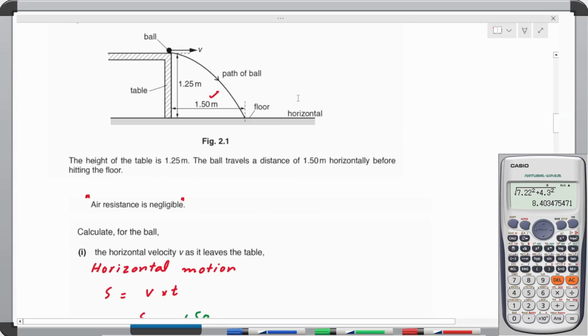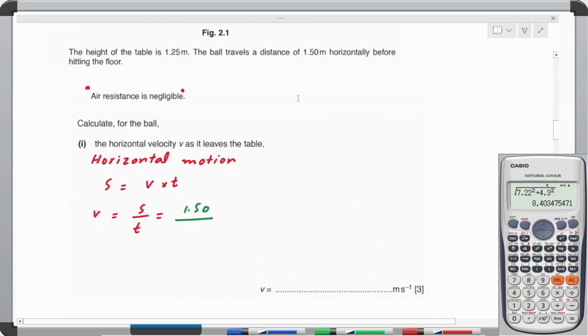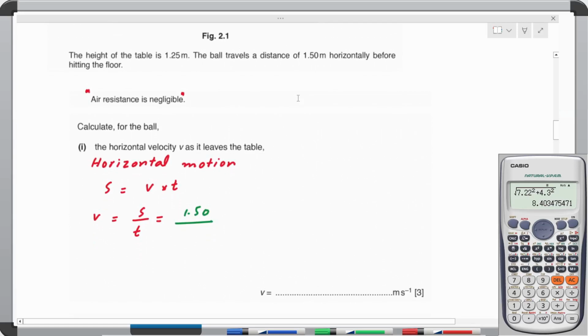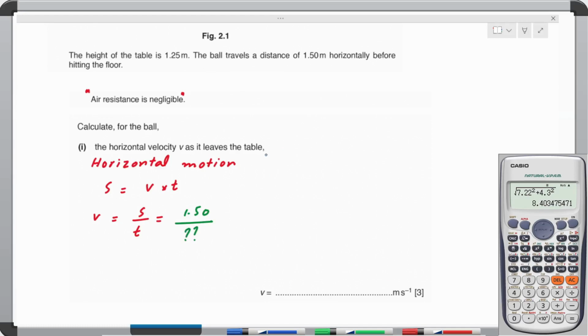We could have divided by whatever the value of time is given, let's say 0.5 second or 0.25 second. We could have divided the distance by time. But since in this question, time is not given, and that's precisely why this question is for 3 marks, we'll have to find the value of t by some other method. And the easiest thing that should come in your mind is you'll be finding the time through the vertical motion.